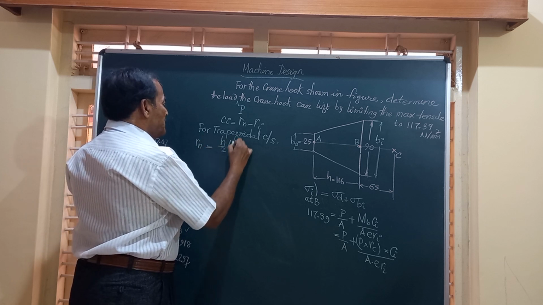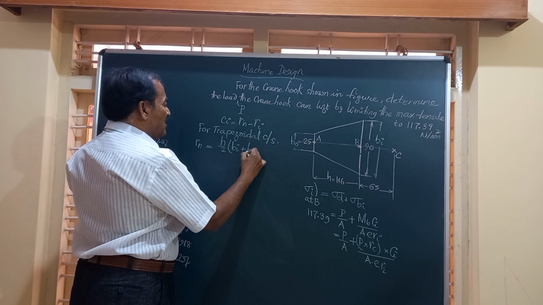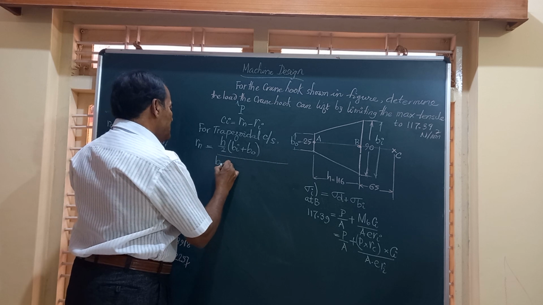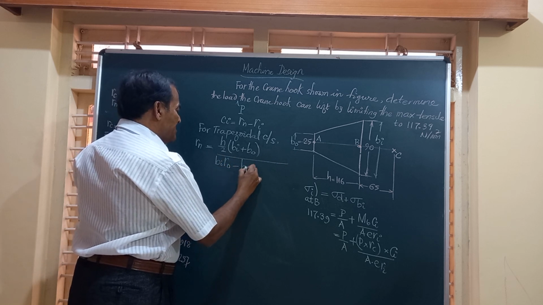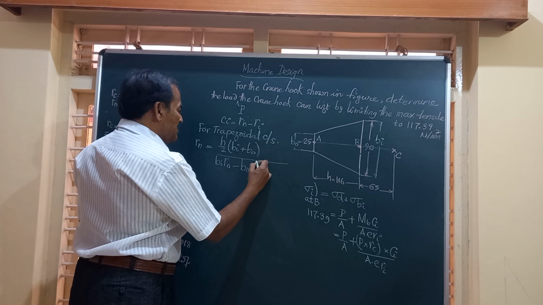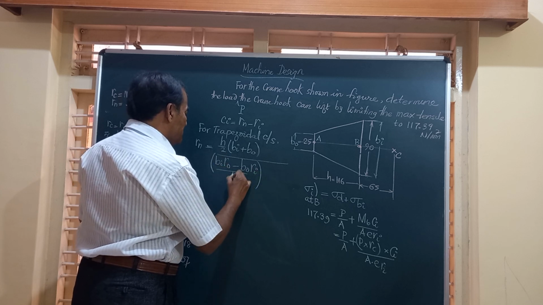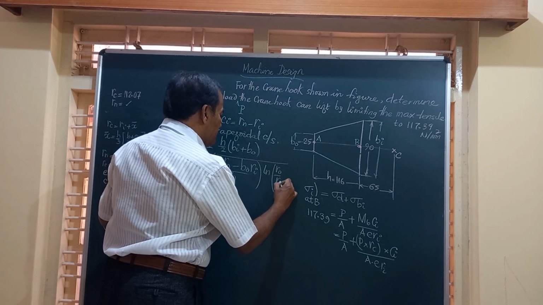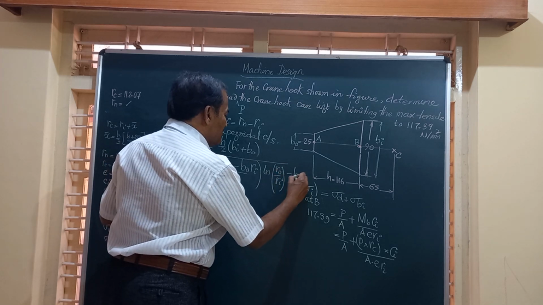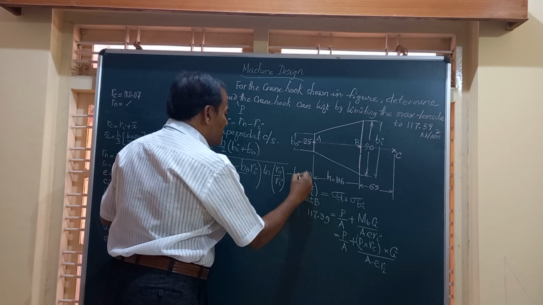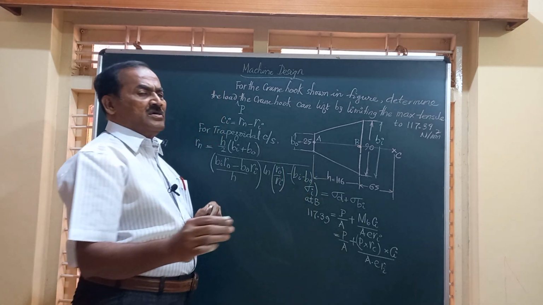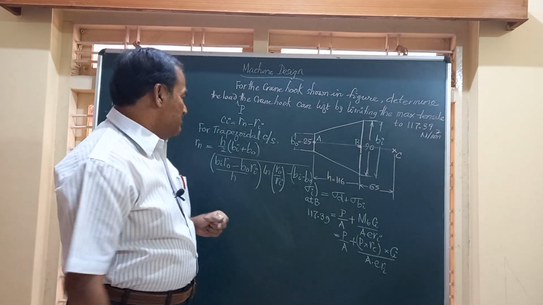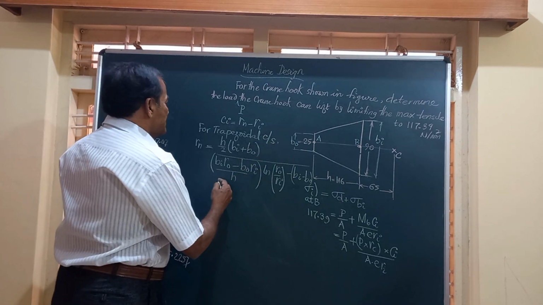R n equals h by 2 into B i plus B naught, that is, in other words the area, divided by B i R naught minus B naught R i by h, ln of R naught by R i, minus B i minus B naught. A very big formula. This is available in the machine design data handbook under this chapter, curved beams. Friends, let us see what are these values.